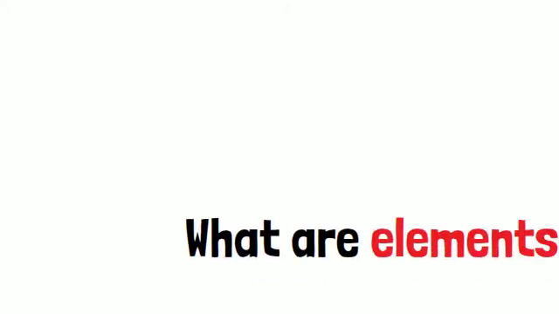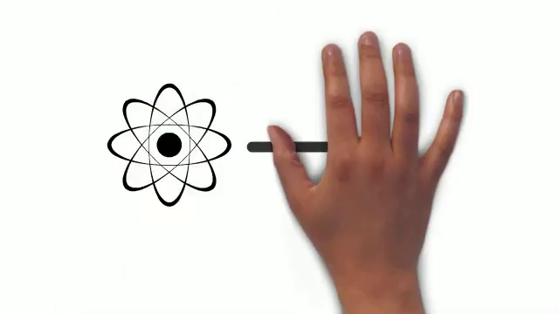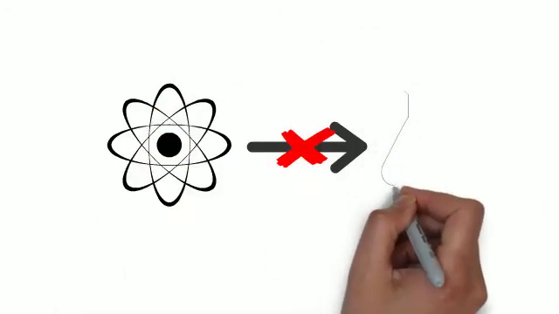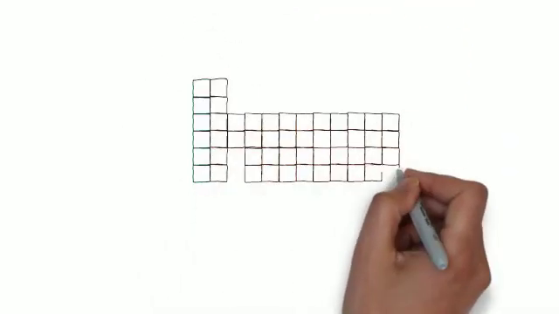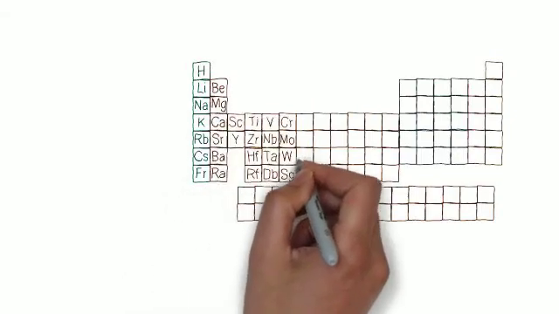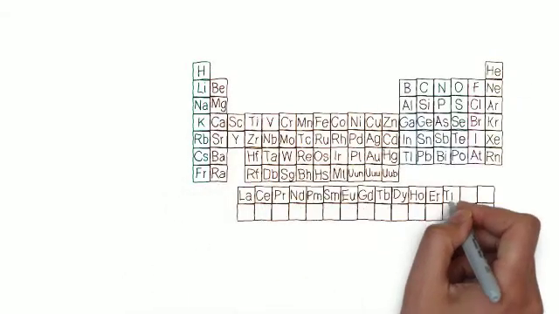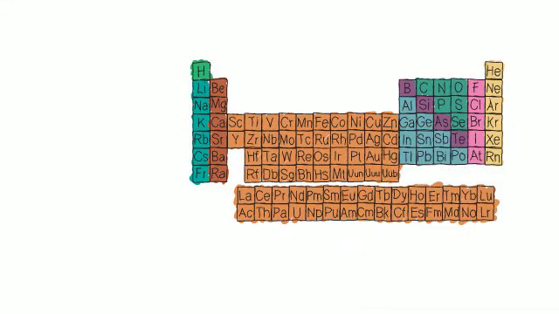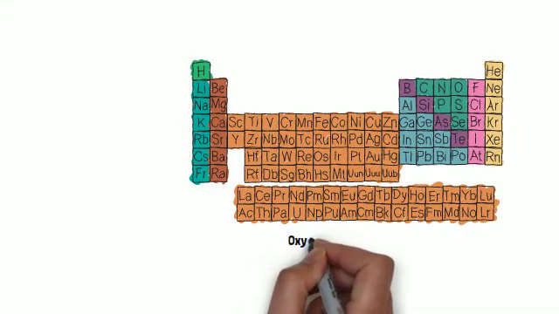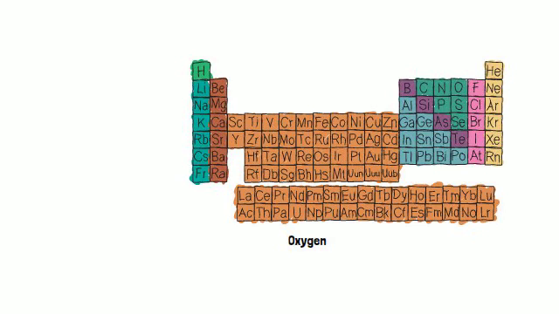Firstly, what are elements? An element is a substance that cannot be broken down into simpler chemical substances. About 118 elements can be found on the periodic table. Each element on the periodic table has a name and an accompanying symbol. For example, for the element oxygen, the accompanying symbol is O. For silicon, it is Si, and calcium is Ca.